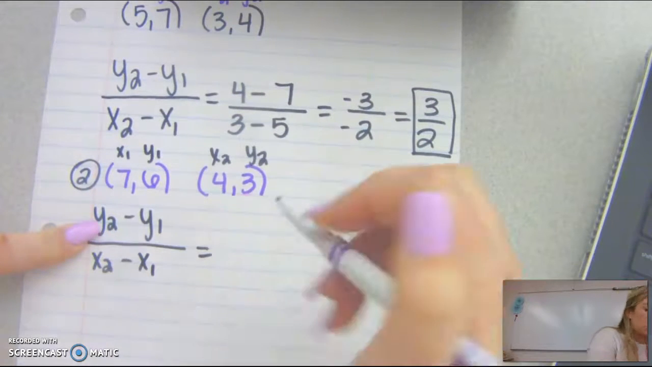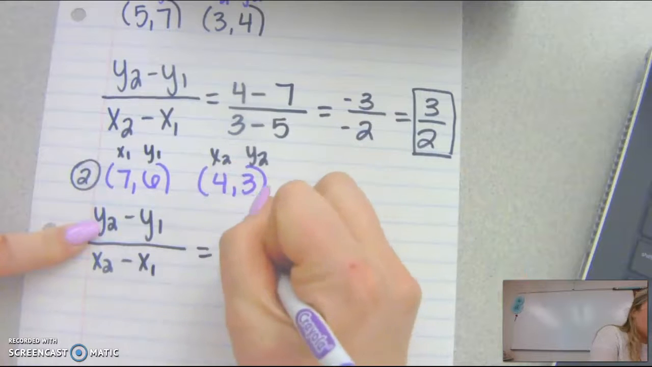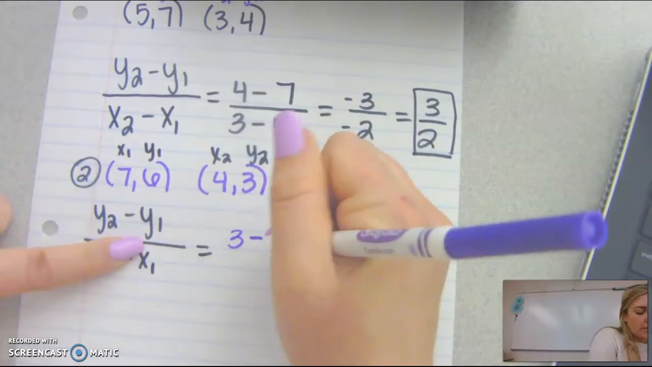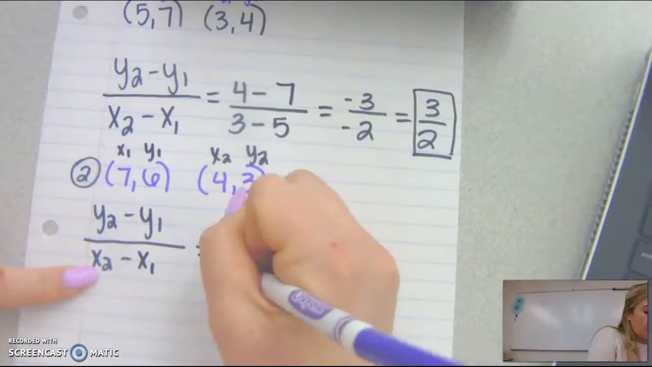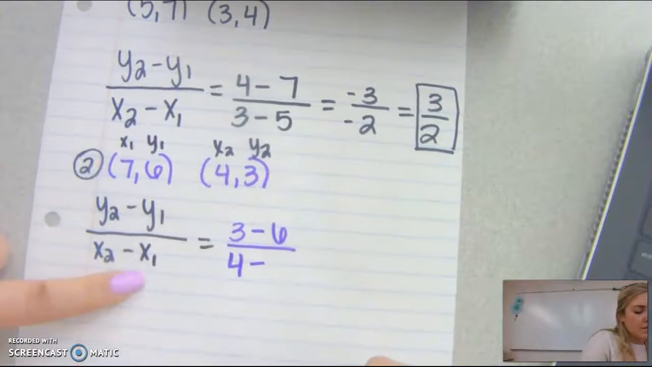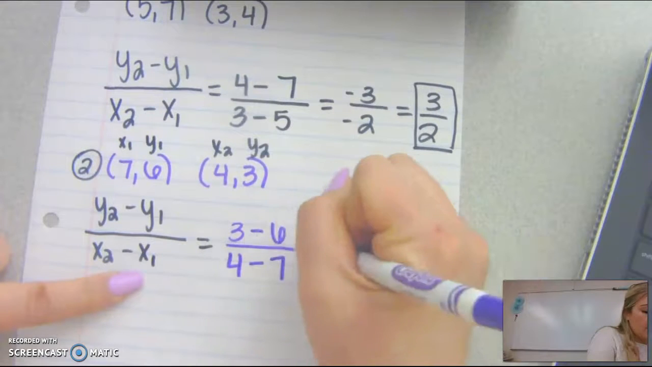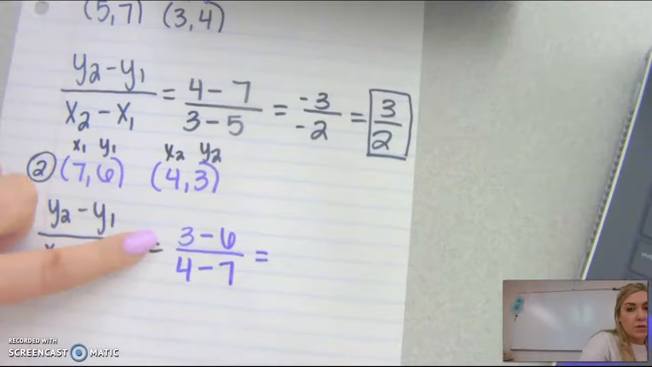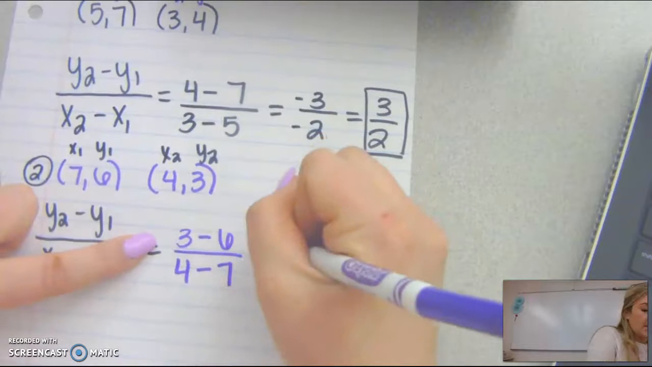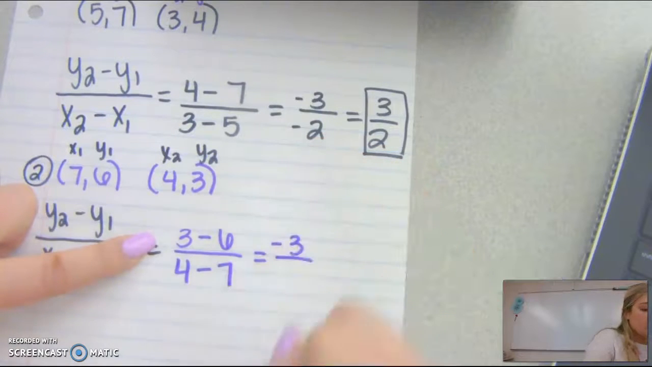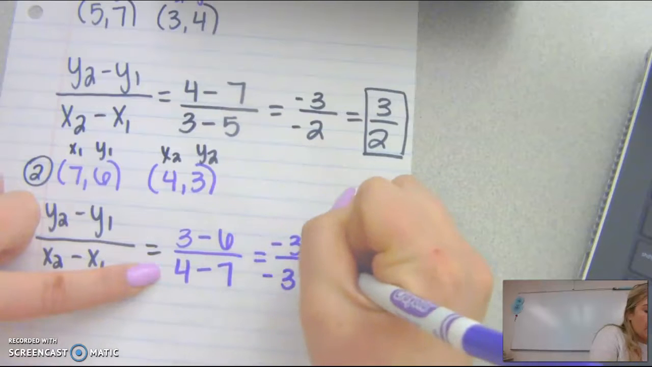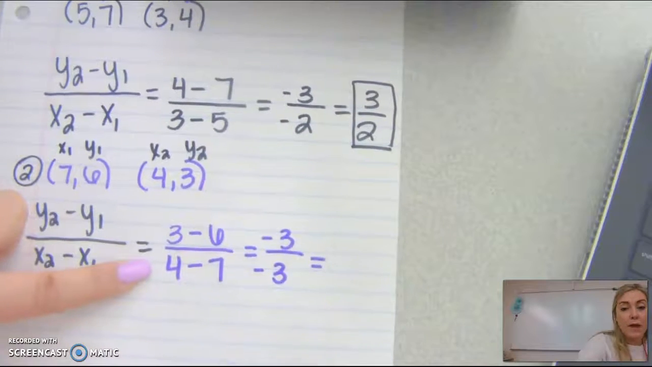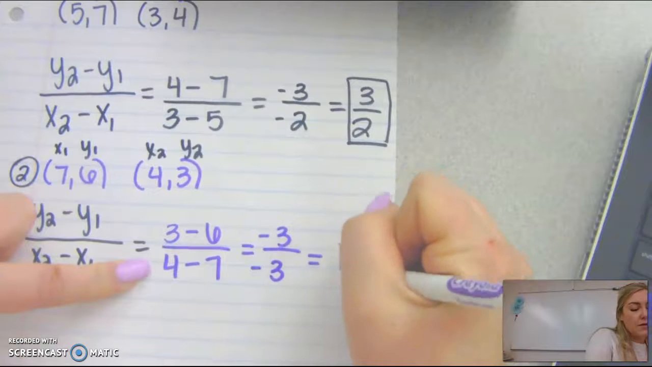So my y2 is 3, so I have 3 minus my y1, which is 6, over x2, which is 4, minus x1, which is 7. So 3 minus 6 is -3. 4 minus 7 is also -3. And -3 divided by -3 is 1.